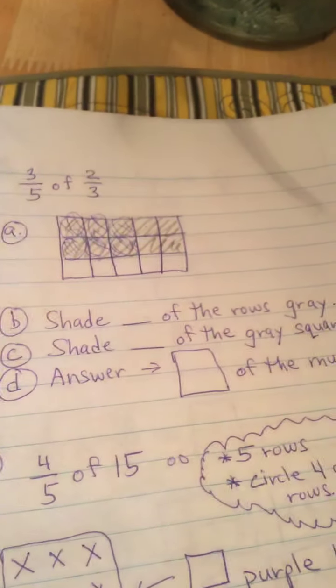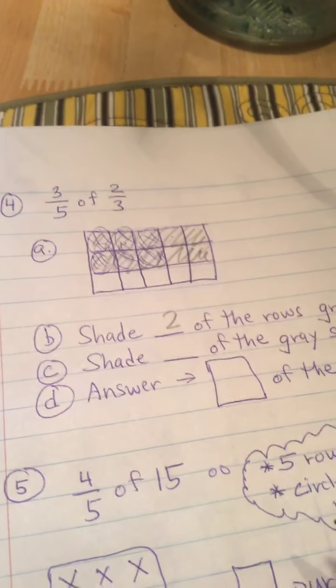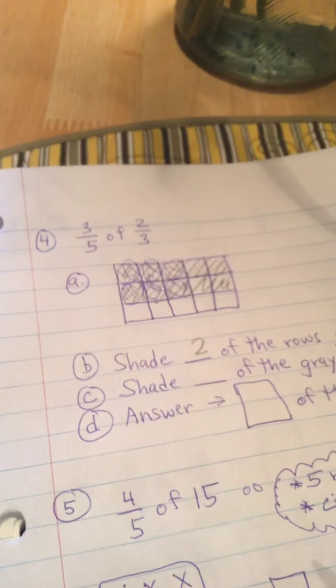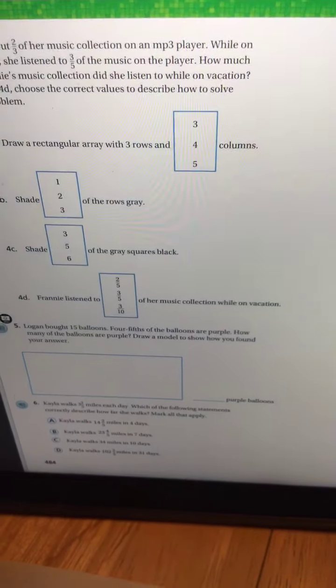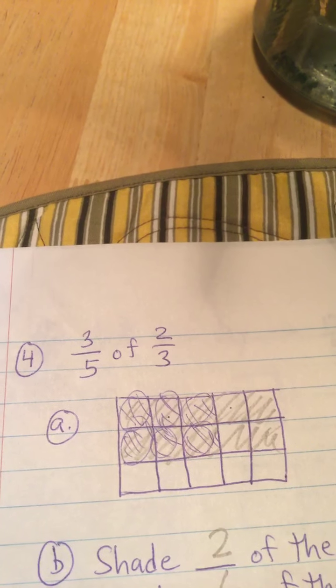All right, so I'm going to fill this in here because I want to make sure I'm filling this in. So how many of the rows were gray? 2. How many of the squares were black? 6. All right, and then we have to find the answer, which is Franny listened to how much of her music collection while on vacation? What fraction? Well, if it's a fraction of a fraction, 3/5 of 2/3, then we have to multiply.